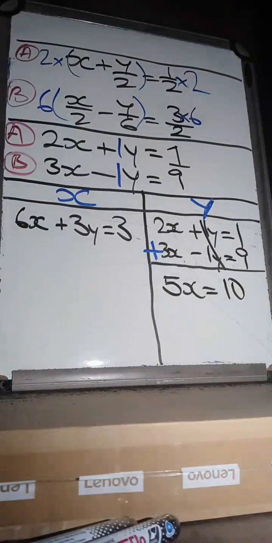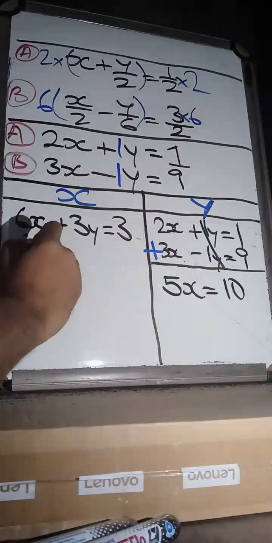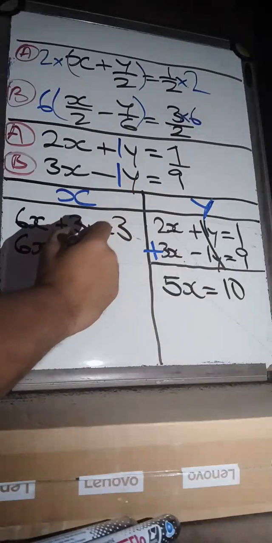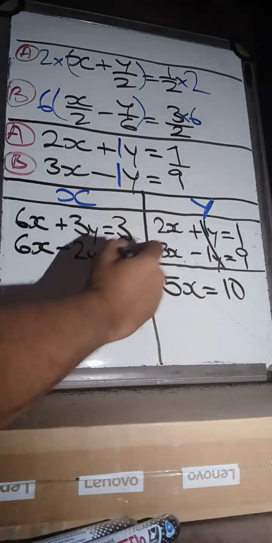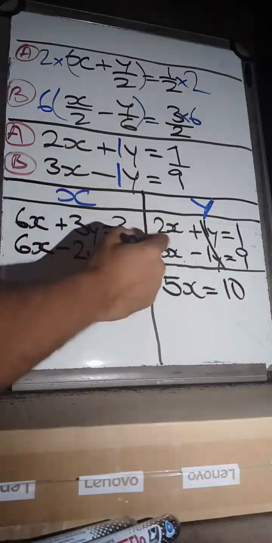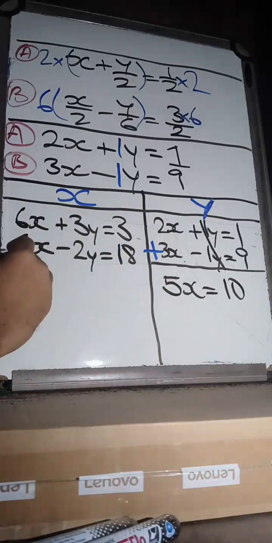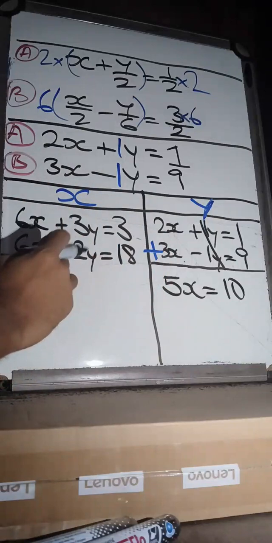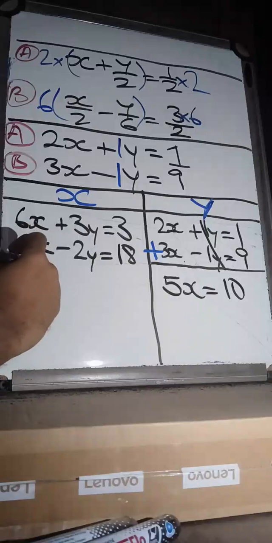Alright, so we're done with this here. Now we go here, we're multiplying everything by 2. So 2 times 3, again 6x. 2 times 1. And then finally, 2 times what? That's going to be 2 times 9, which is 18.